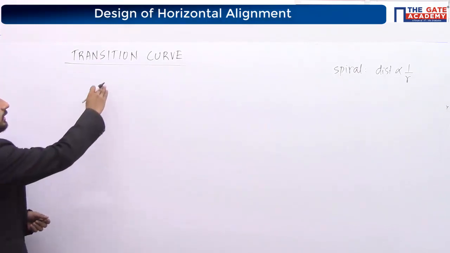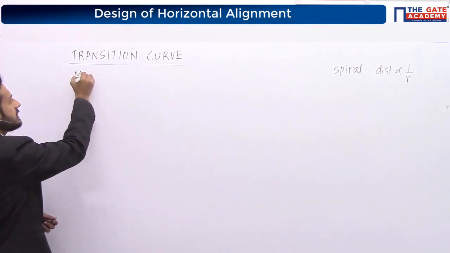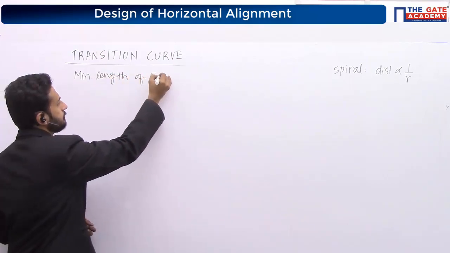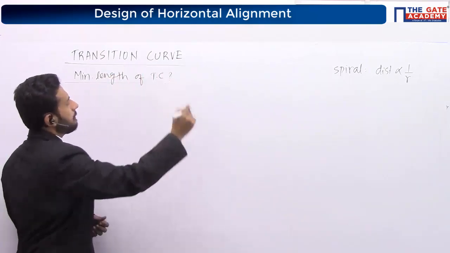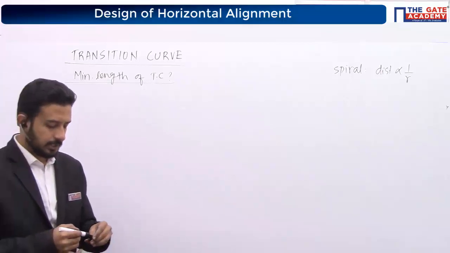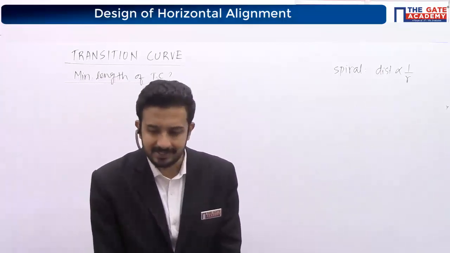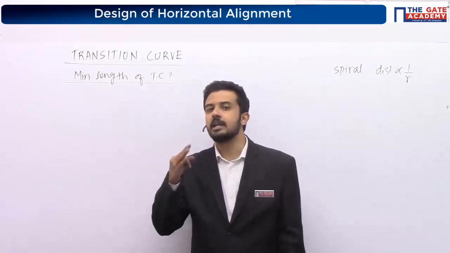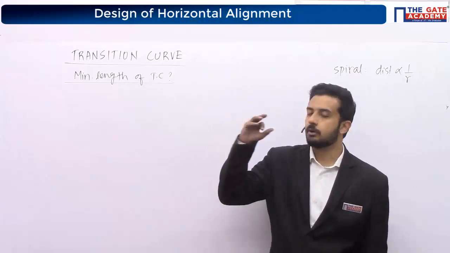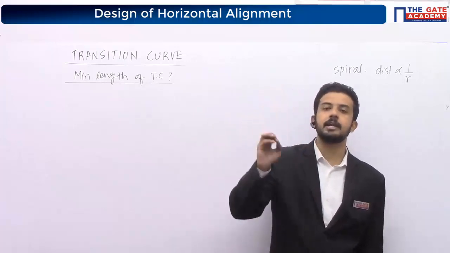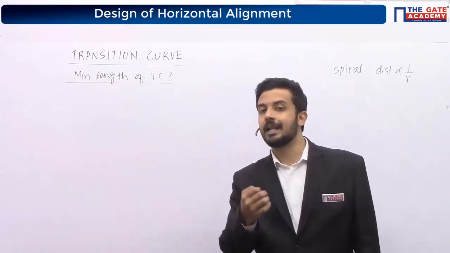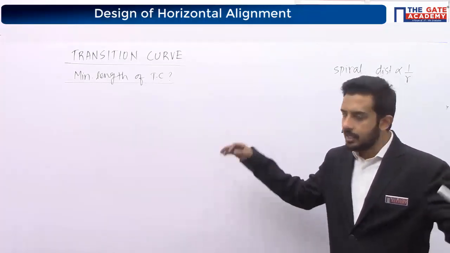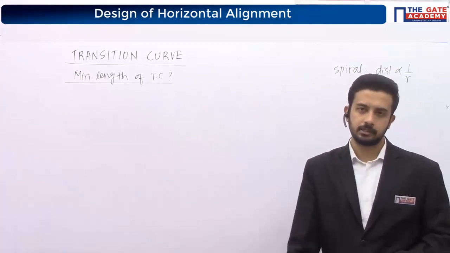So the numerical portion which we have to study is, what should be the minimum length of this transition curve? The minimum length of a transition curve is calculated based on three different conditions. We have three different equations. Based on the three equations, we calculate three different length values. Out of those three, whichever is maximum will be your minimum length of transition curve.